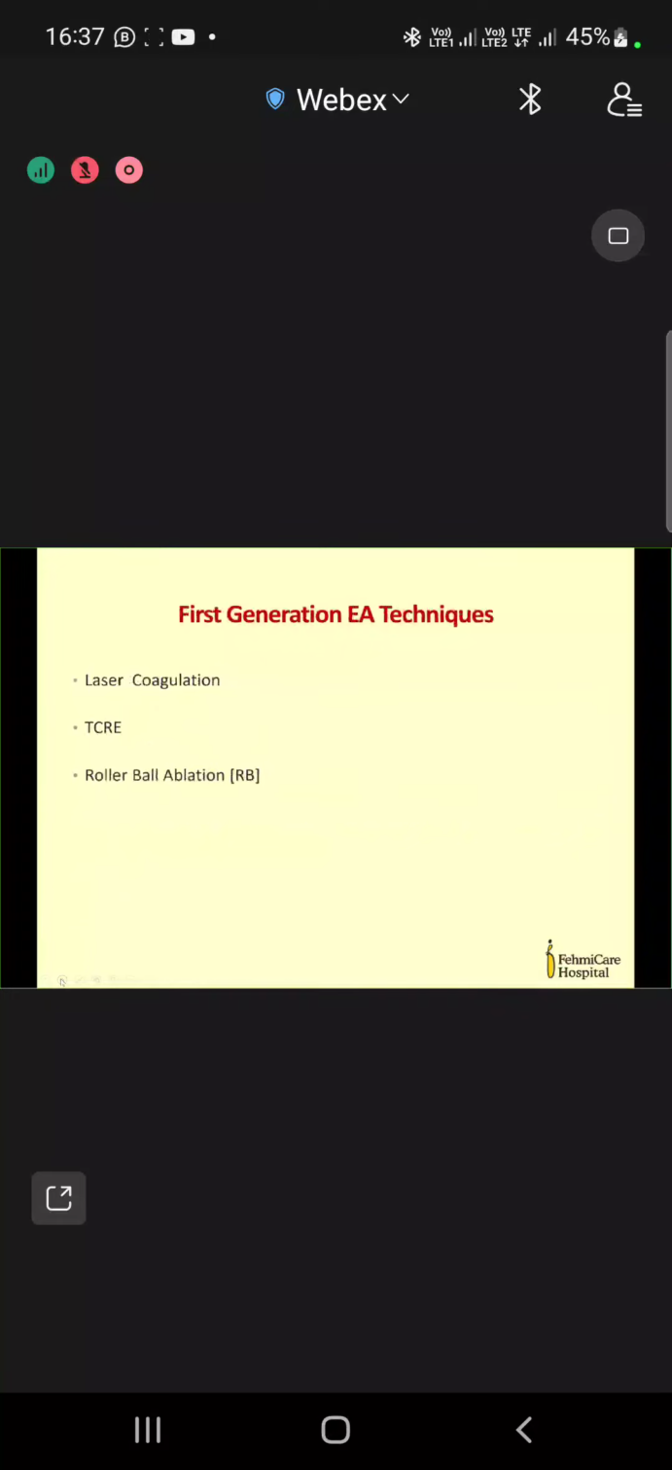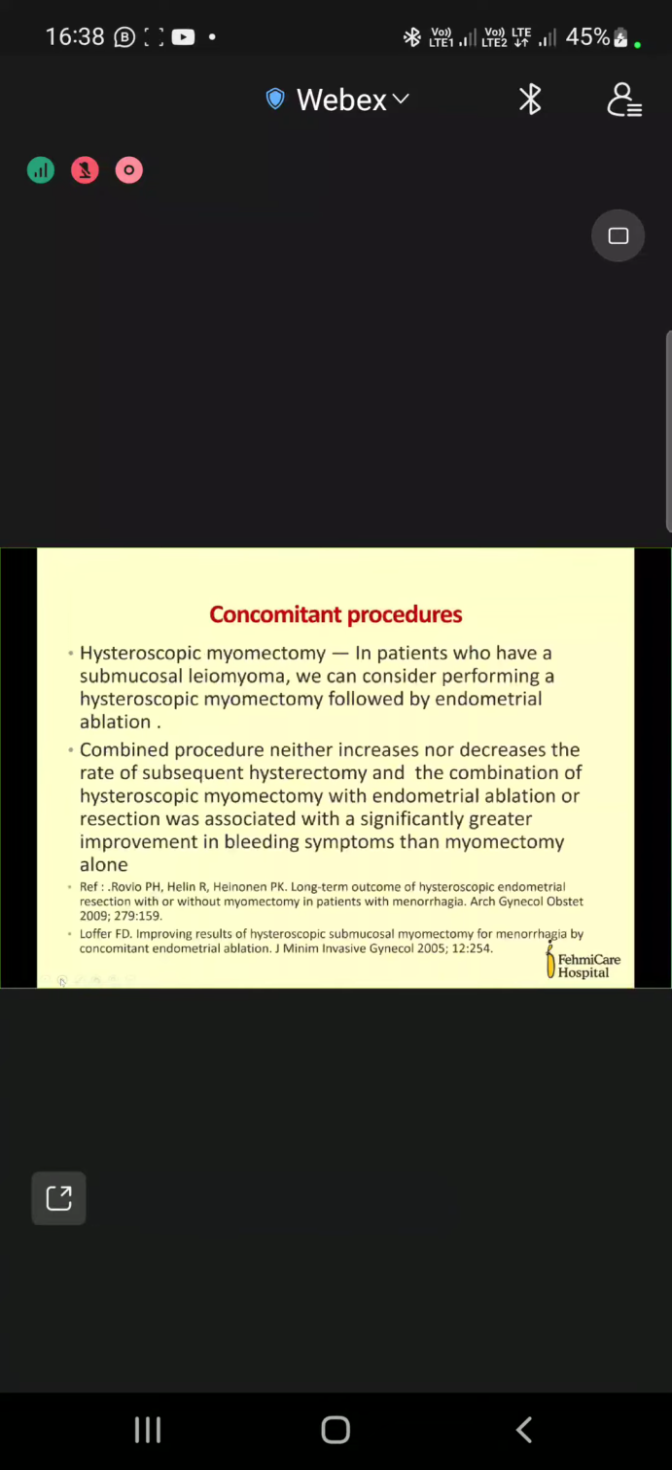The ablation techniques are divided into three types, three generations: first generation, second and third generation. In the first generation, we have laser coagulation, transcervical resection of endometrium, and roller ball ablation technique performed hysteroscopically. So concomitant procedures: hysteroscopic myomectomy in patients who are having submucosal leiomyomas, and sometimes combined TCRE with ablation technique, and there are various studies to compare these results. This we will discuss.